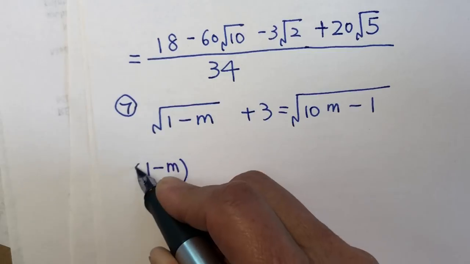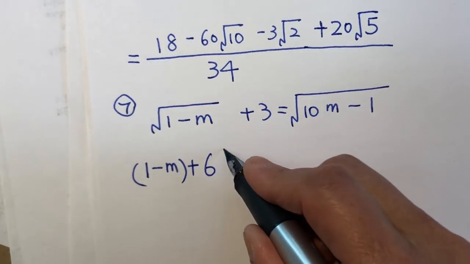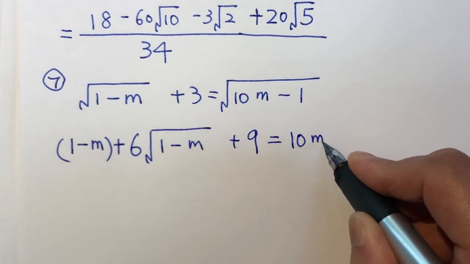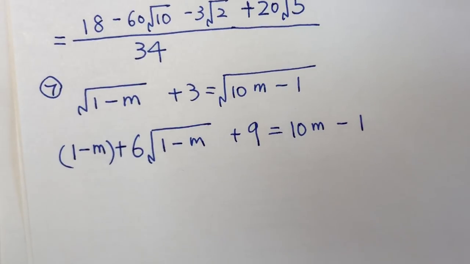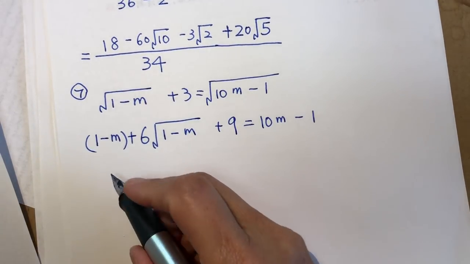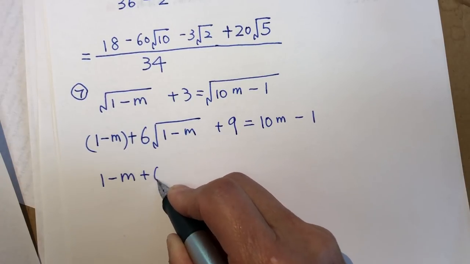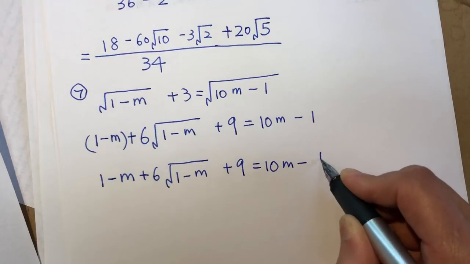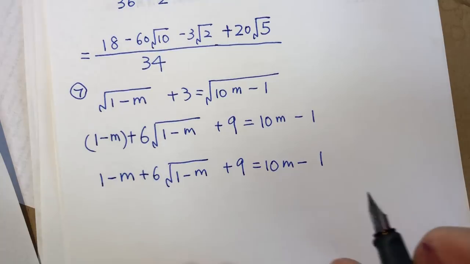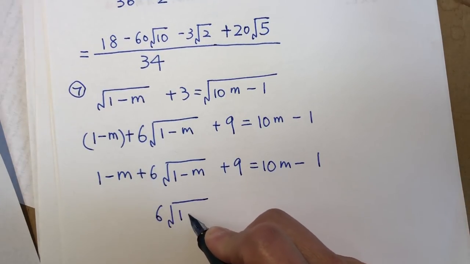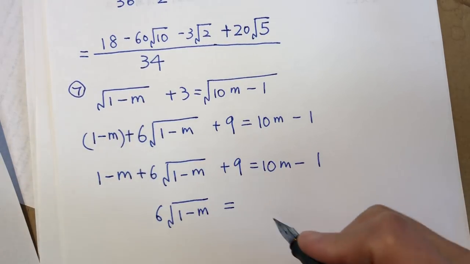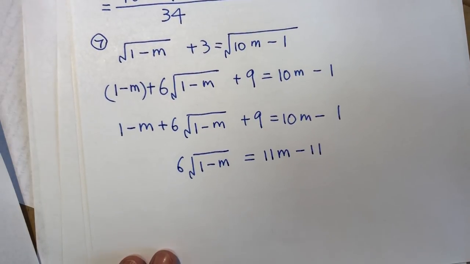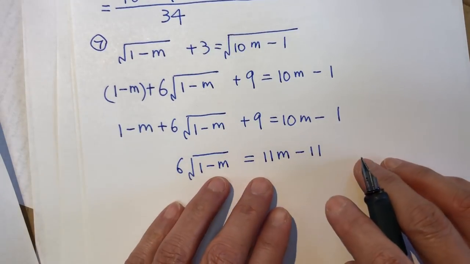1 minus m plus 6 square root of 1 minus m plus 9 equal to 10m minus 1. Did I change anything? I did not. Nothing has changed. So 1 minus m plus 6 square root of 1 minus m plus 9 equal 10m minus 1. 10 minus 1 becomes 11. So 6 square root of 1 minus m equal to, and m moves, 11m minus 11. Aha, that's interesting. Now we need to square both sides.